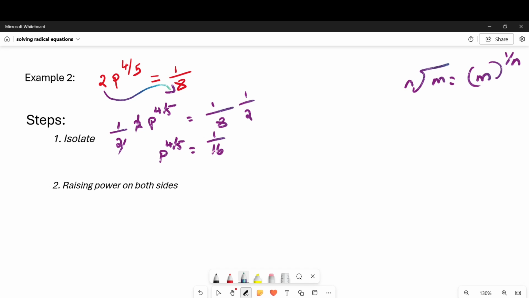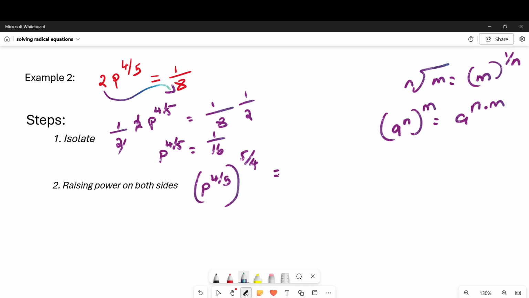Now we apply a small exponent rule here. What is this? A raised to n, all raised to power m, is equal to a raised to n times m. This is the exponent rule we are going to apply here. So here p raised to 4 by 5, I am just raising a power. Let's see what I'm going to do. P raised to 4 by 5, I'm raising a power 5 by 4. See what I do? 5 by 4.